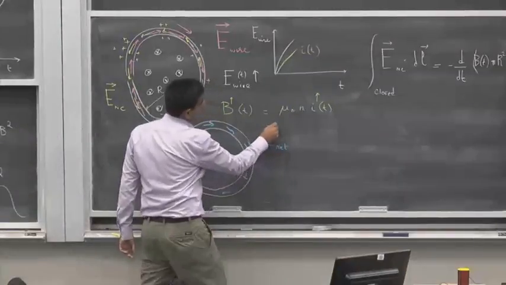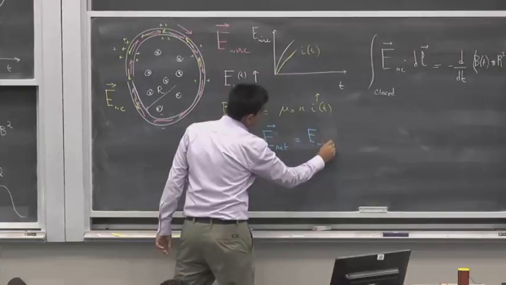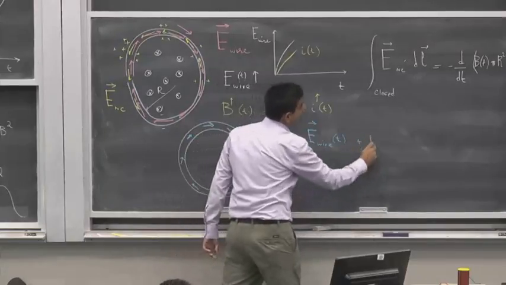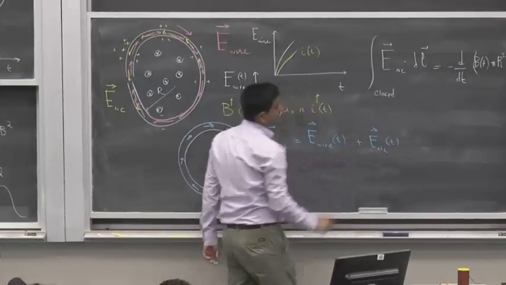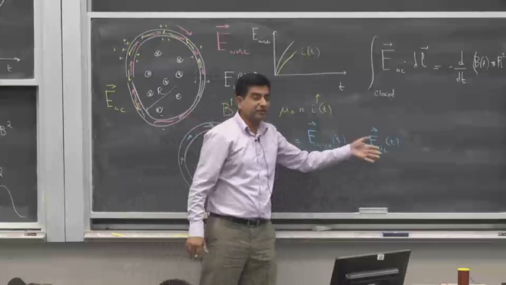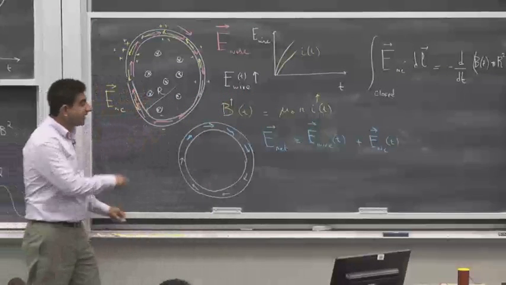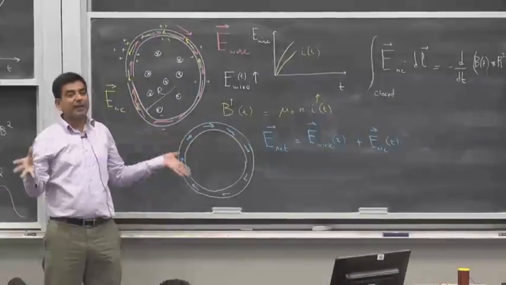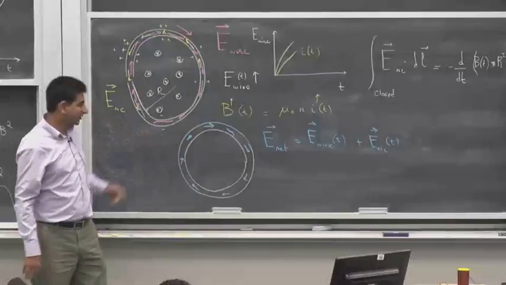This net field is the original field E wire, which by the way depends upon time, plus the non-conservative electric field inside this wire, which also depends upon time. This comes from charges, this doesn't come from charges. This comes from changing magnetic fluxes and from Faraday's law. So the electric field inside diminishes. Now if I would like to model this behavior, I have a battery that is connected to this solenoid.